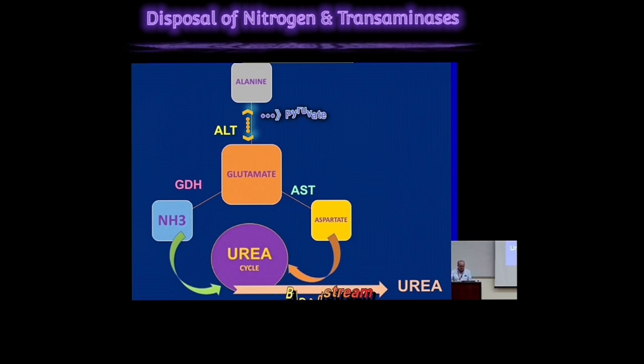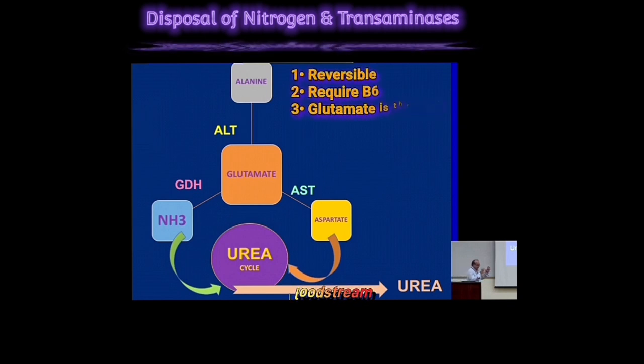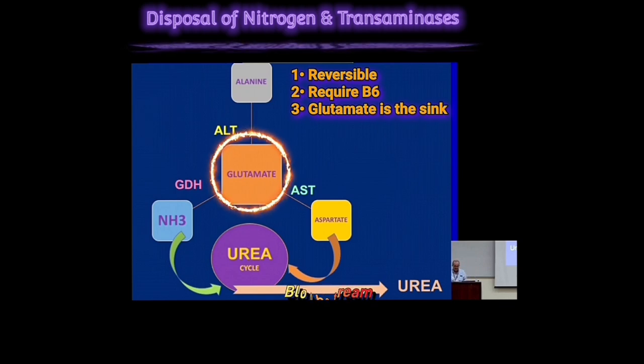Okay, three important things. Transaminases are reversible. They require vitamin B6, pyridoxal phosphate, and they should also tell you that glutamate, that's the third important thing, is the sink for many of the nitrogens coming from several amino acids. And alanine is an example through ALT.